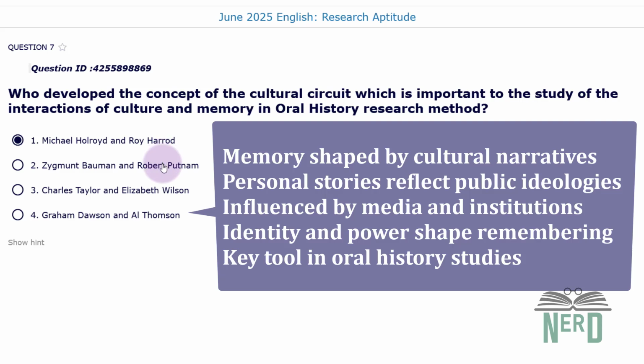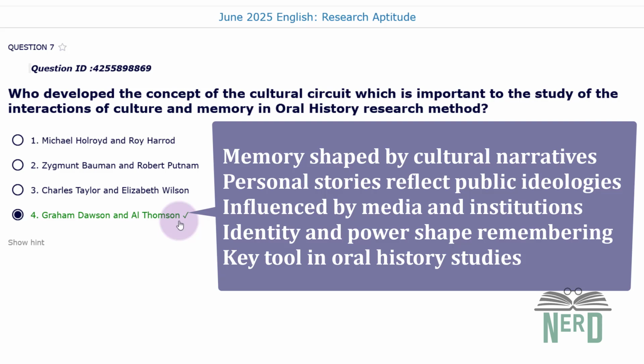These two scholars developed the framework of the cultural circuit to help us understand how memory is not merely a private individual act, but a deeply social and cultural process. In oral history research, they showed that when someone recounts a memory, it isn't just a personal recollection. It's shaped by the broader cultural context, political pressures, media narratives, and social scripts circulating at the time. They emphasized that remembering is never neutral. It's shaped by identity, by emotion, by trauma, and by who gets to tell their story and who does not.